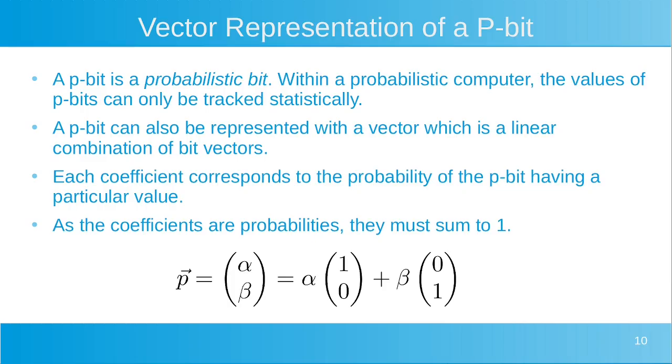We can represent the p-bit with a vector that's a linear combination of bit vectors. In this case, we have a p-bit where the first element is alpha and the second is beta, and we form it by taking alpha times the bit vector for a bit in the configuration 0 plus beta times the bit vector for the bit in the configuration 1. Each of these coefficients, alpha and beta, corresponds to the probability of the p-bit having a particular value. And as these coefficients are probabilities, they must sum to 1. Alpha represents the probability of the bit having a value of 0, and beta is the probability of the bit having a value of 1.